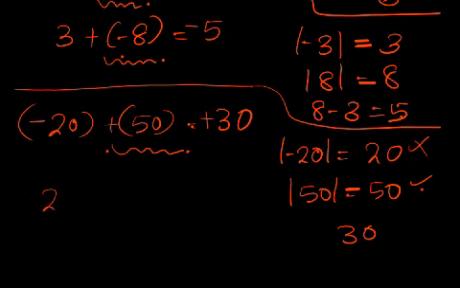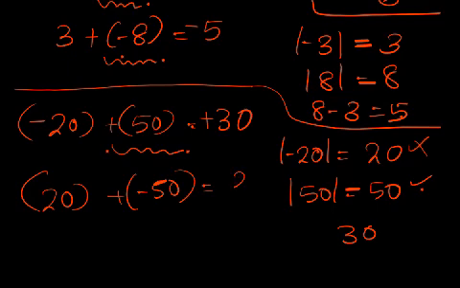Okay, what if the question was 20 plus negative 50? The same case. The absolute value of 20 is 20 and the absolute value of negative 50 is 50. The difference between them is 30. The answer is negative since the number having greater absolute value is negative.